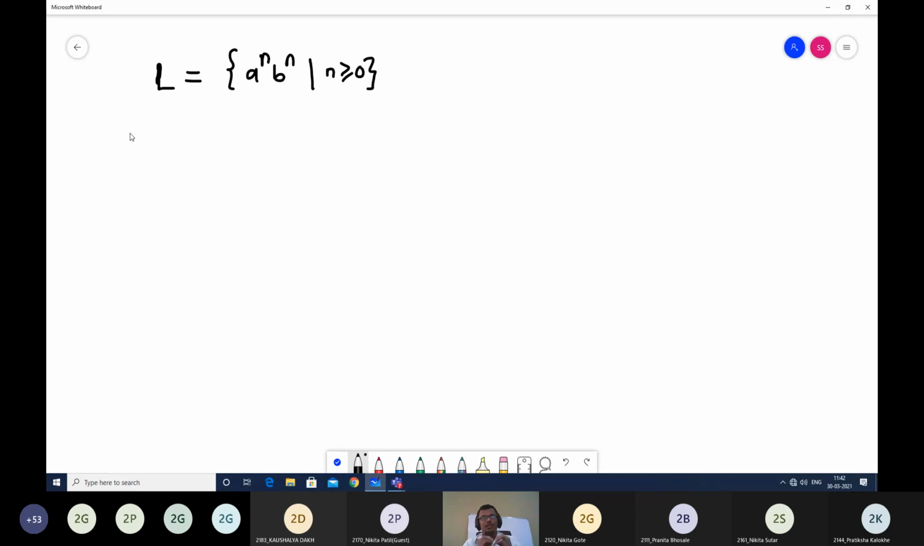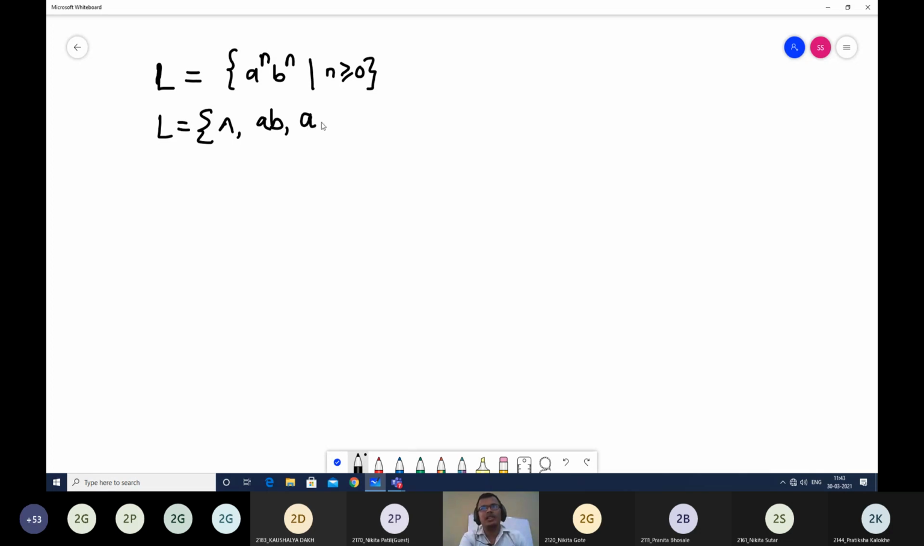If I have 0 A's and 0 B's, because the value of n starts with 0, the string generated from that language will be null. What will be the next string generated? The value of n will be 1. So if n is 1, I have 1 A and 1 B, and the string generated will be AB.